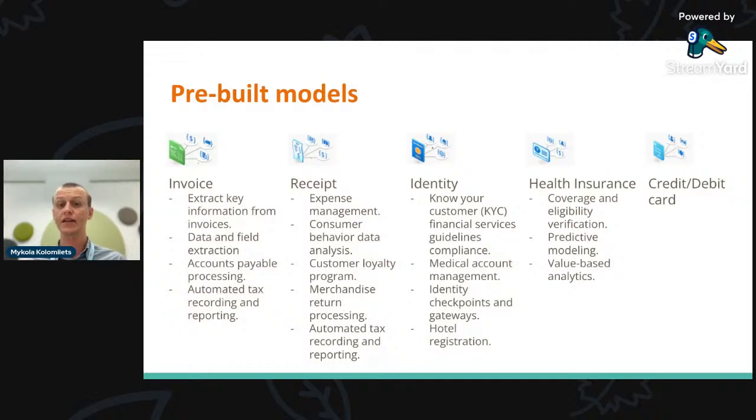Next one is identity. Of course, in different areas, you need to understand that this person is this person, and you can do that, for example, with the identity service. You can extract data from this identity, understand that this registered person is this person, and you can validate it. You can confirm it automatically.